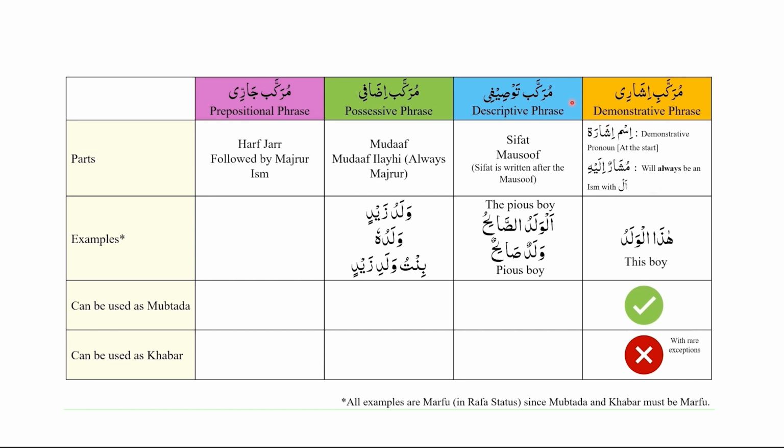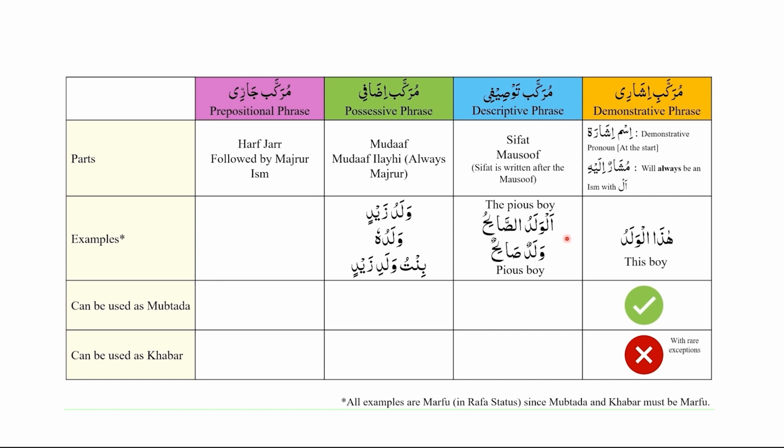Next, we move to murakkab tawsifi or descriptive phrase. Murakkab tawsifi has two parts, sifat and mawsuf. Sifat is written and read after the mawsuf. Examples of murakkab tawsifi are al-waladus salihu and waladun salihun. Al-waladus salihu can be translated as the pious boy. Waladun salihun can be translated as pious boy.